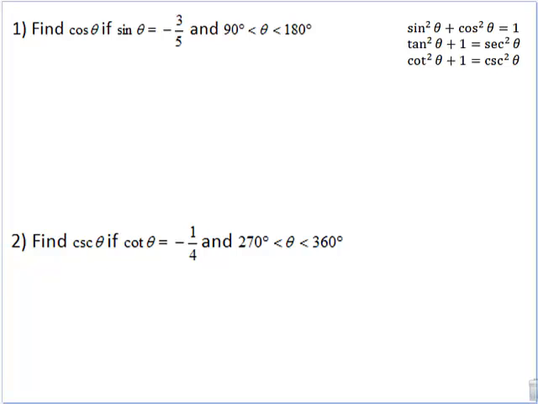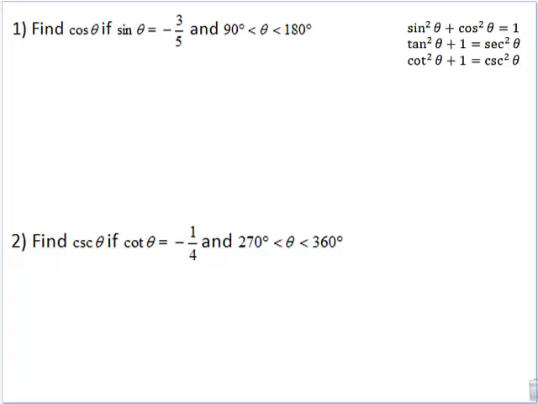So we are going to find the cosine of theta if I tell you the sine of theta is negative 3/5, and we're in between 90 degrees and 180 degrees. And we're going to use our Pythagorean identities to do this. Now, we did problems like this where we had to write the other five trig ratios by making a right triangle. That's certainly one way you can do this. Now we're going to see another way.